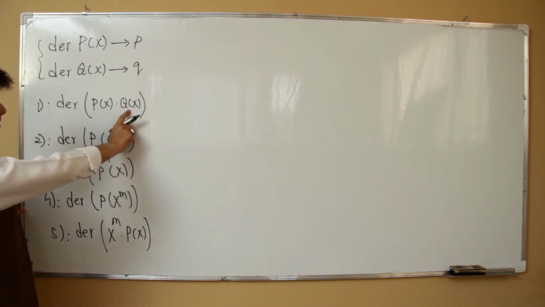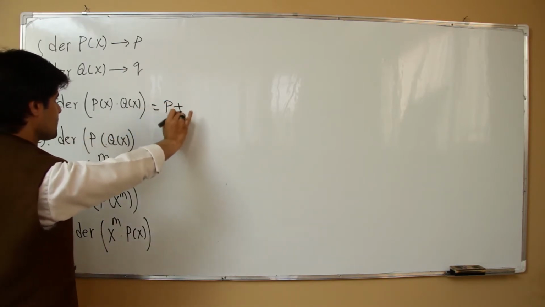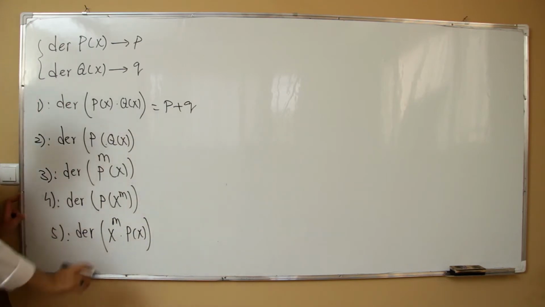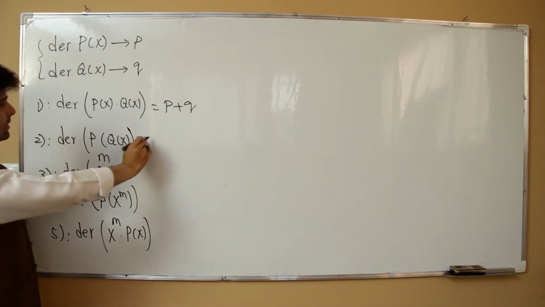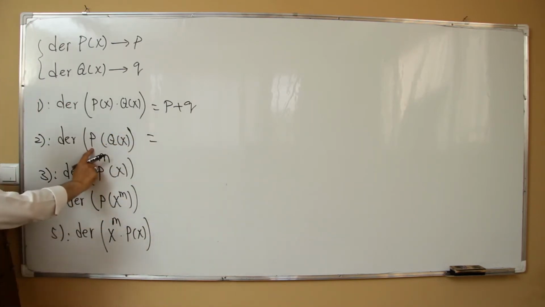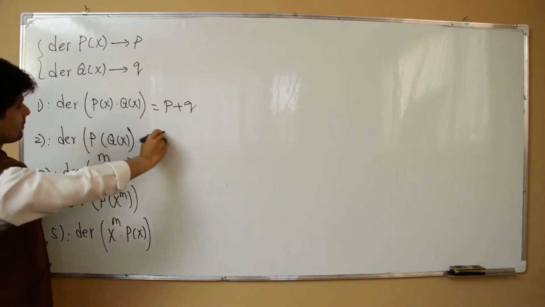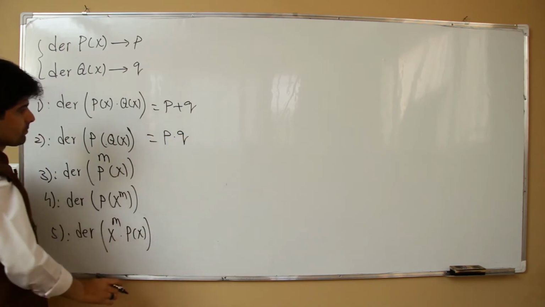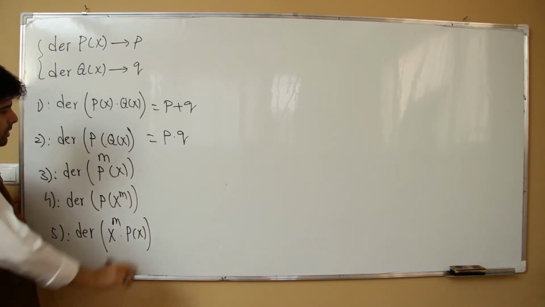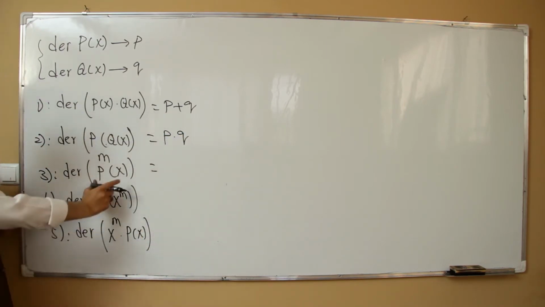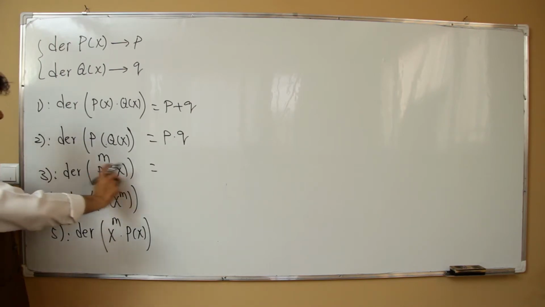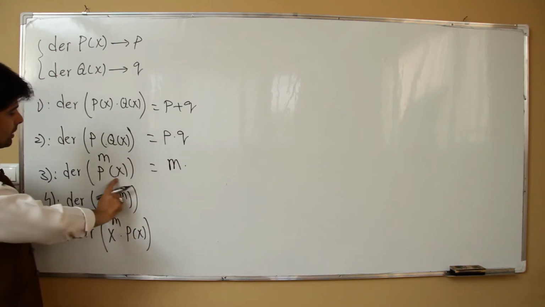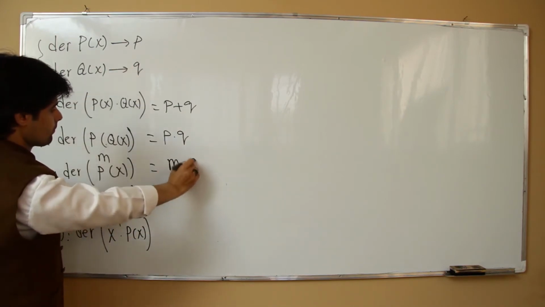The degree of p(x) times q(x) is p plus q. The degree of p(q(x)): what's the degree of p? It is p. What's the degree of q(x)? It's q. So p times q. Yes. What's the degree for this one? If a polynomial p(x) is raised to the power m, then the degree is m times the degree of p(x), which is p. So m times p.